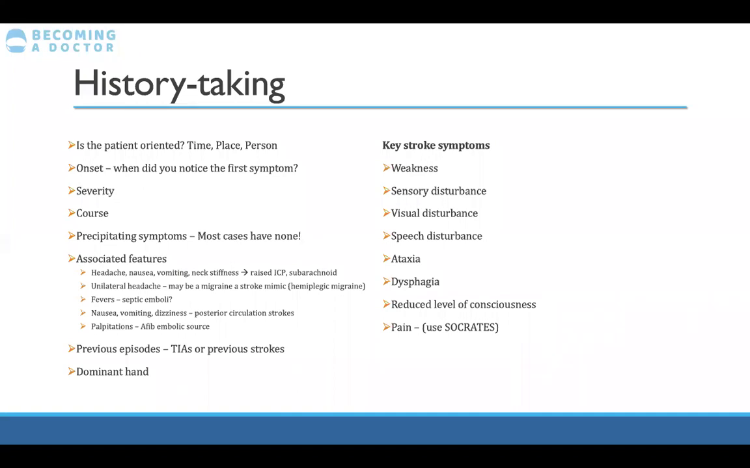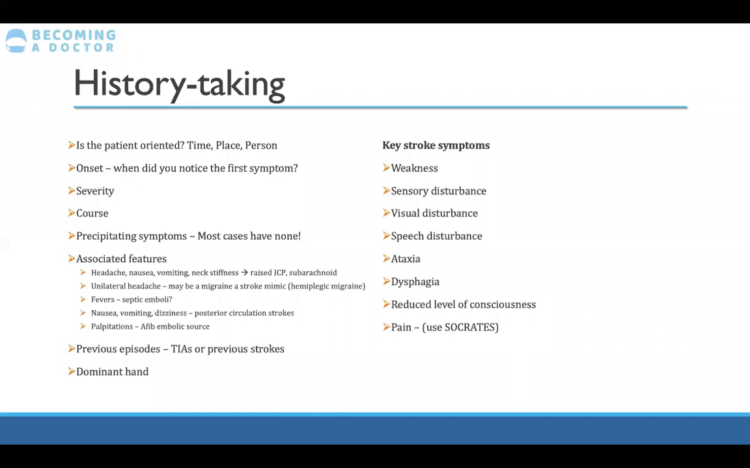Fevers might point you to how the stroke came about. The fever could be a septic emboli flying off from maybe the heart, where there's a heart valve defect or something like that. Think about the cause of the stroke. Is there nausea, vomiting, and dizziness? This could give you an idea about the location of the stroke. It could be a posterior circulation stroke with these kinds of symptoms. And palpitations. As you know, atrial fibrillation can cause thrombus, and then emboli, and that could be a source of the stroke. So think about causes.